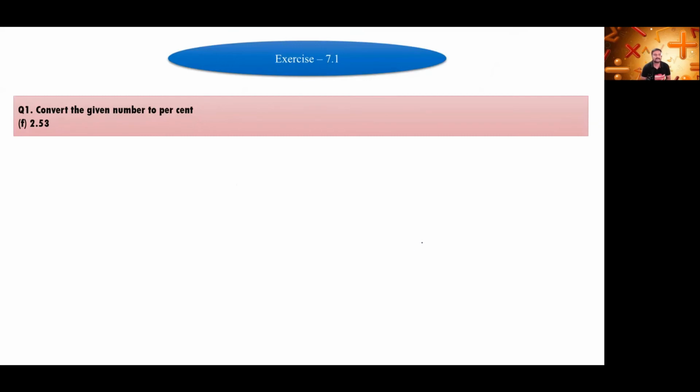That is the reason. Convert the given number to percentage. Okay. Yes, Arya, bolo. Yes, sir. So 2.53, we will convert first in fraction. That is 253 upon 100 into 100. So correct. It will be 253%. 253%, correct. Okay, so the answer is 253%.